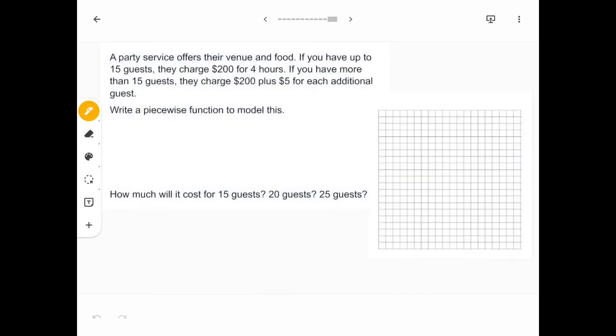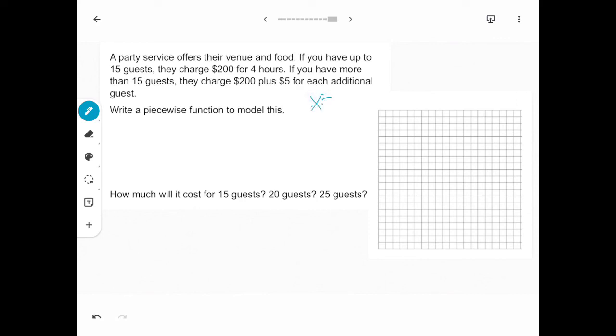Feel free on the second one, you can either start it with the video paused and then push play to listen to the explanation, or you can just go on into listening to my explanation of it. So we have a place offering their services for venue and food. If I have up to 15 guests, they're going to charge me $200. And then if I have more than 15 guests, they will charge me $200 plus 5 for every additional.